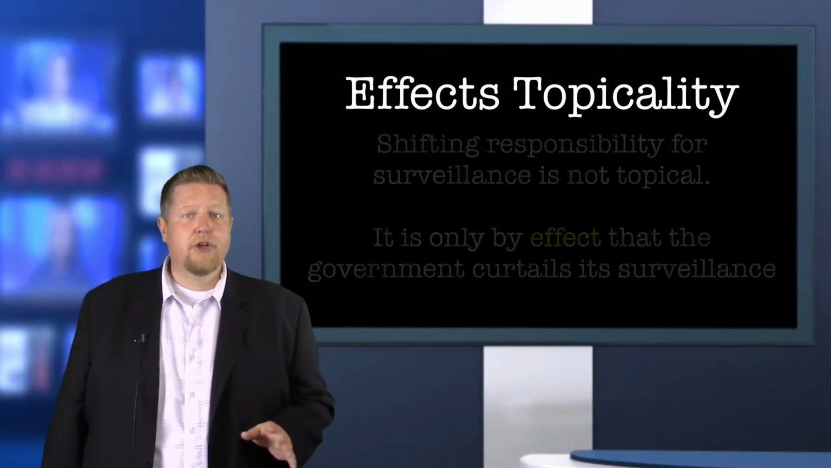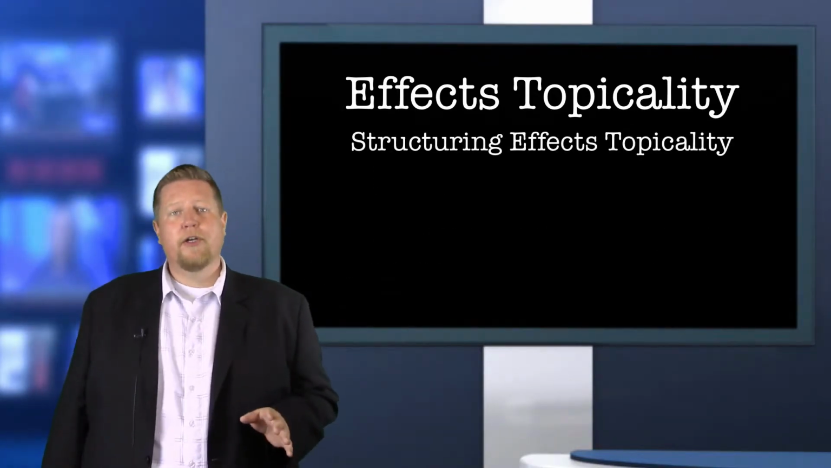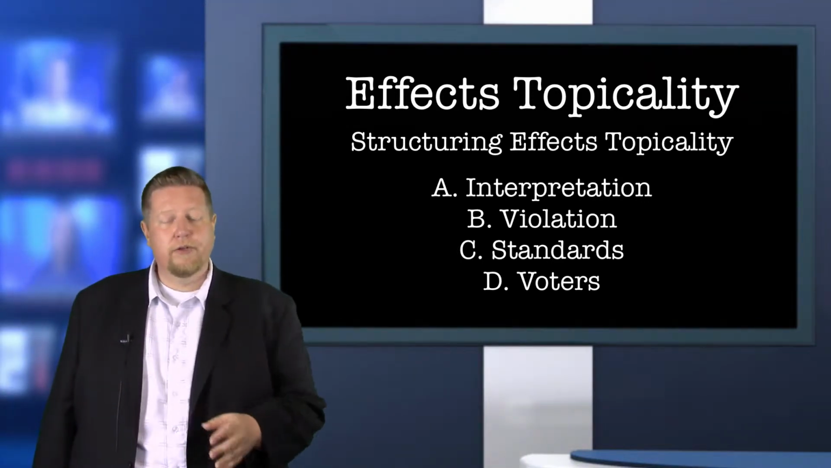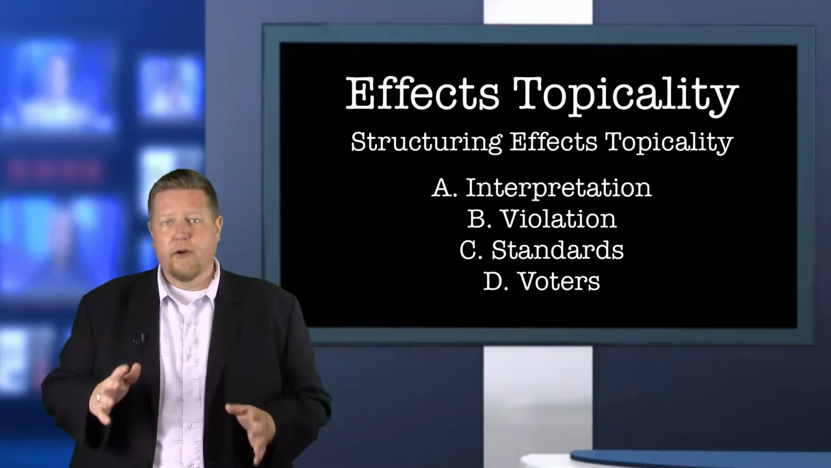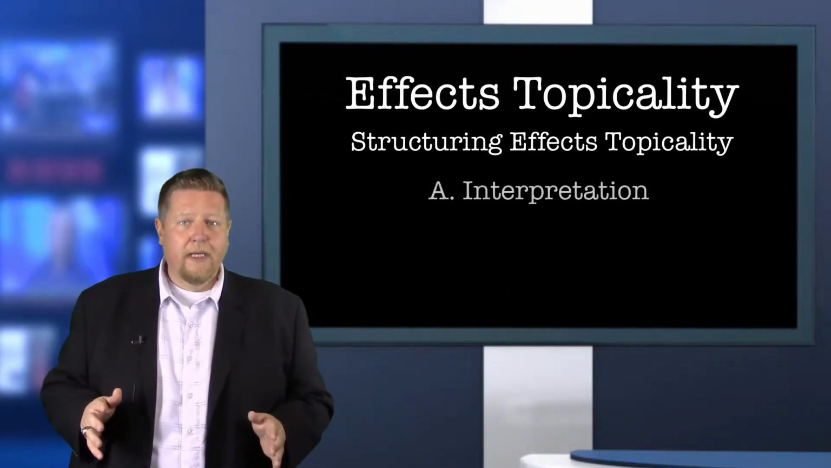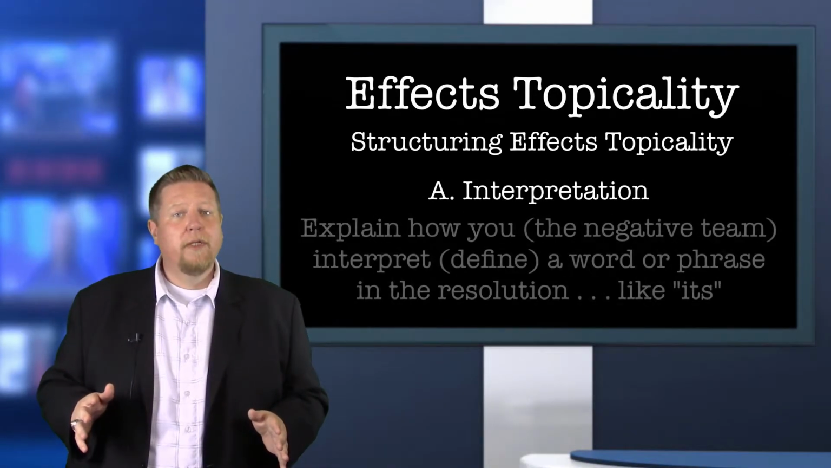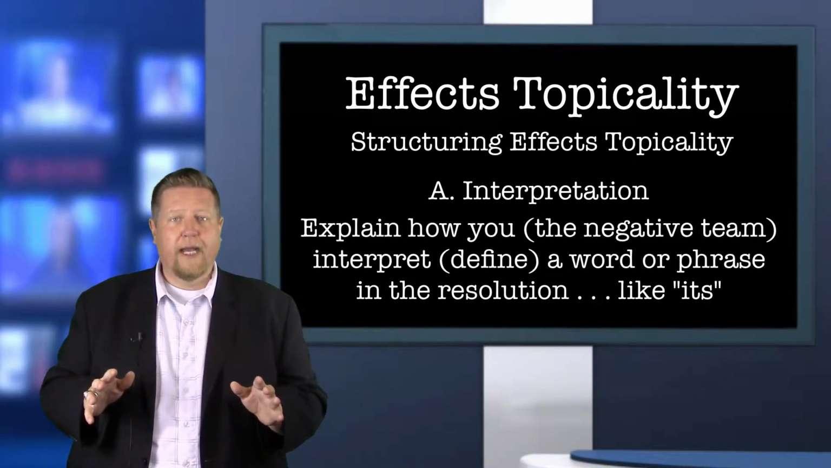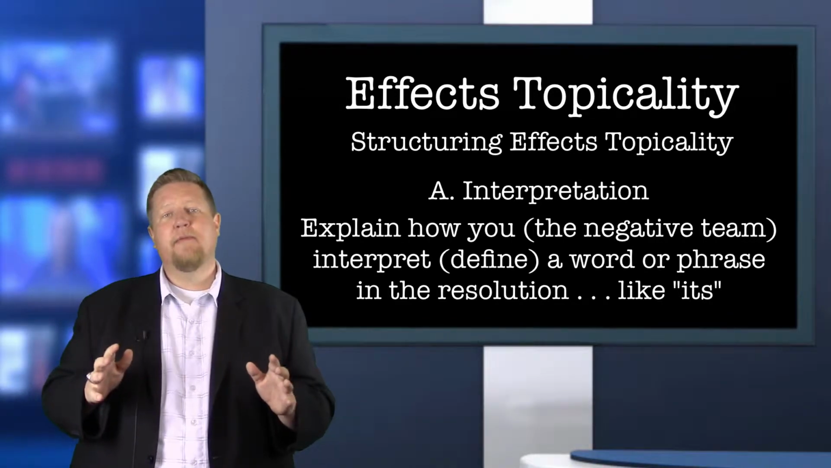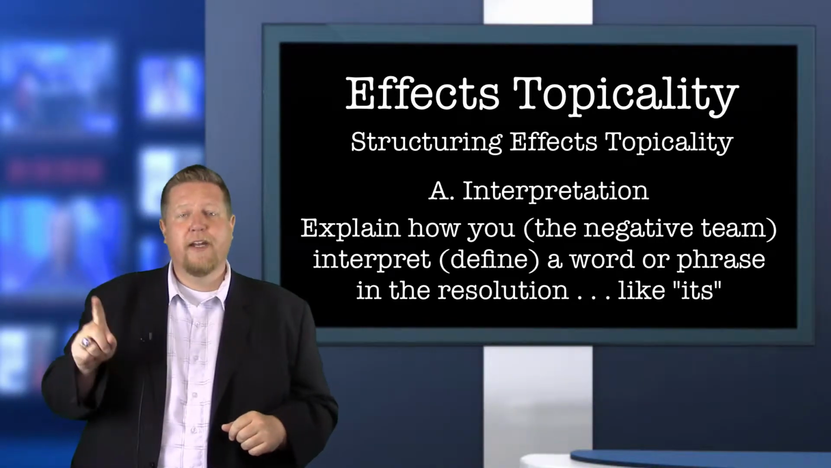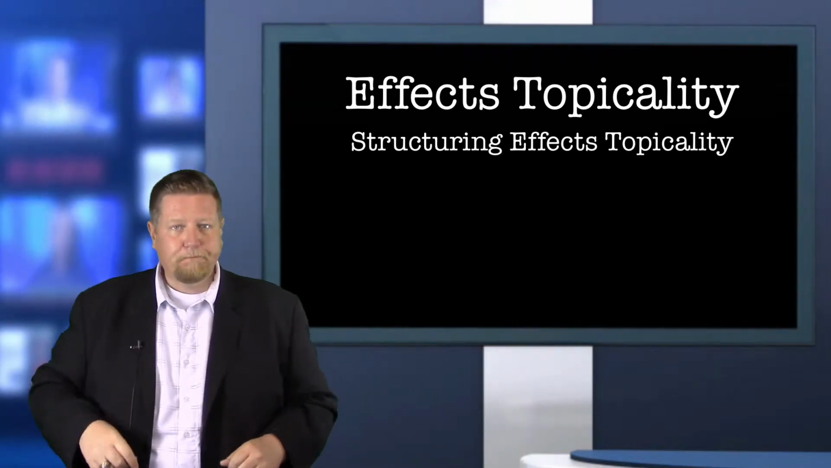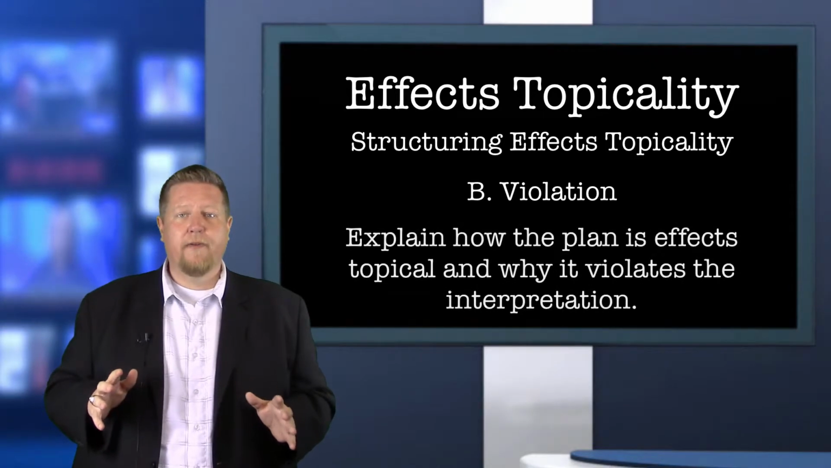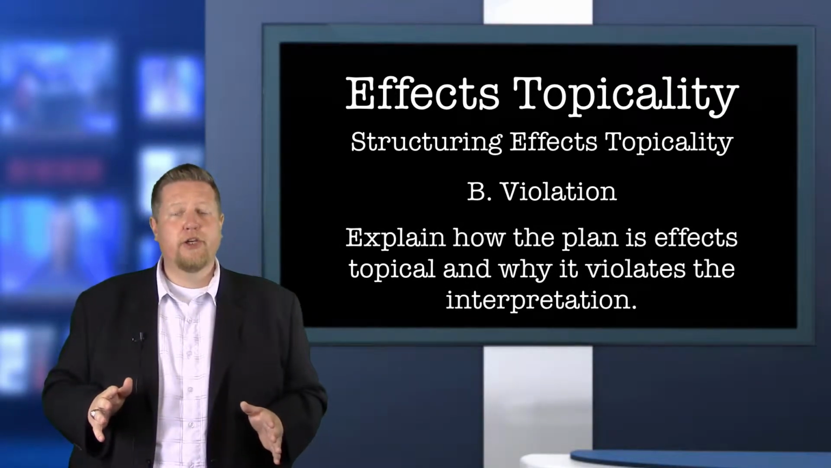Now, let's talk about how to structure an effects topicality argument. You already know that a traditional topicality argument requires 4 parts: interpretation, violation, standards, and voters. The structure of an effects topicality argument is very similar, and it begins with the interpretation. As with a standard topicality argument, you will need a definition, also called an interpretation, of a word or words that you believe are violated by the affirmative plan. You don't need to discuss yet how the affirmative team violates this interpretation, because that's the purpose of the next section, the violation. In the violation section of your topicality argument, you should briefly explain why the plan is effects topical and why it violates the interpretation you just offered.